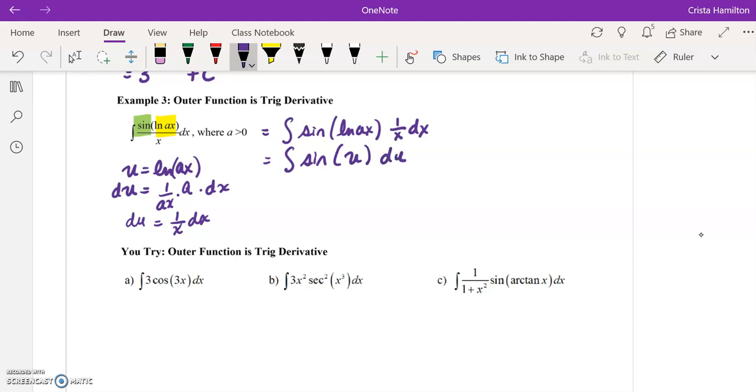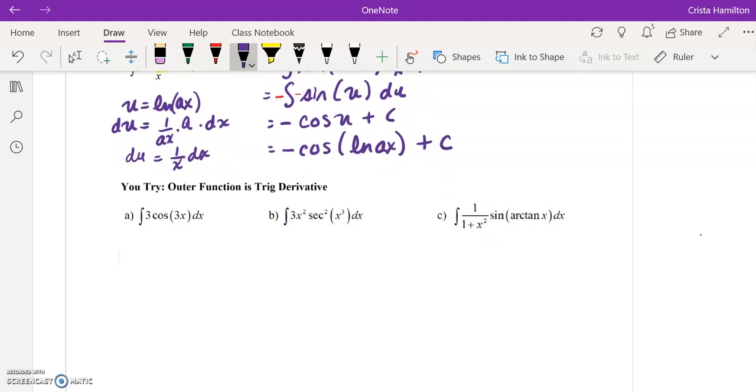When I rewrite it like that, I can see that I'm really taking the antiderivative of sine of u du. What is sine the derivative of? Sine is almost the derivative of cosine. You're missing a negative. So I will add in a corrector on here. And so the antiderivative of negative sine u is going to be cosine of u plus c. And then that would be negative cosine of this ln of ax plus c. So we can do that.